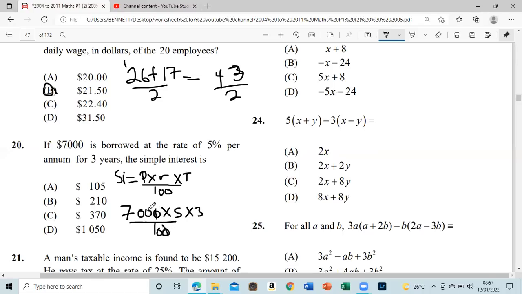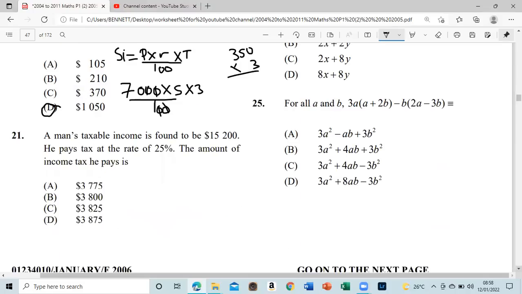All right, so we can cancel now. 7 times 5 is 35, so that's 350. 350 times 3, it has to be this. You have to finish multiplying, so you guys do that. Once it's 350, definitely that. Go ahead and try that, guys.